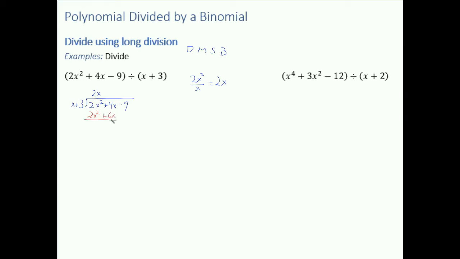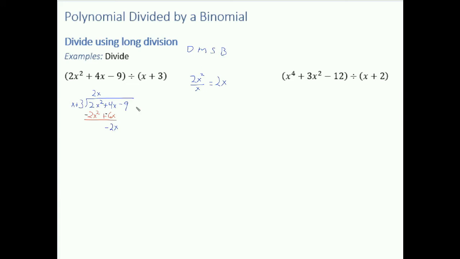And next we subtract. Now when we subtract, we often think adding the opposite. So we're going to change the signs and then just add these. And so we get 2x squared minus 2x squared, which we should get a 0. That one should always cancel. 4x plus negative 6x is negative 2x.